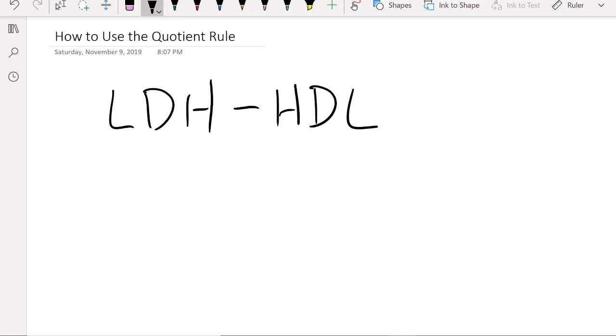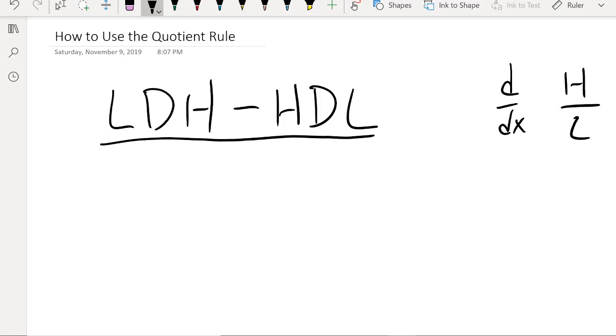Okay, so what that means is if you're taking a derivative, so d dx, meaning take the derivative of some sort of function, then it's going to be something over something, the high over the low, the numerator over the denominator, to use the fancy math terms. This is how you remember it: low d high minus high d low over low low, or low squared. Low d high minus high d low over low low.